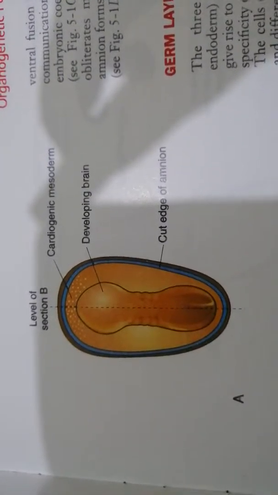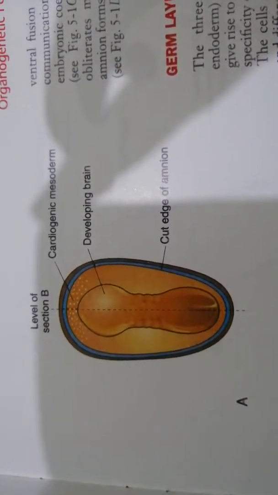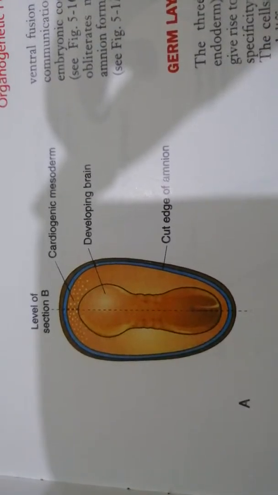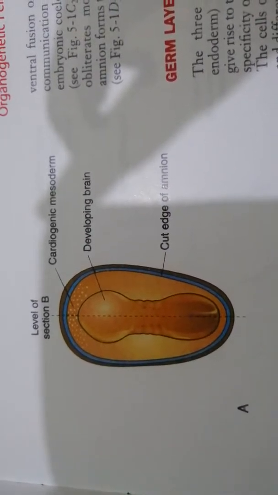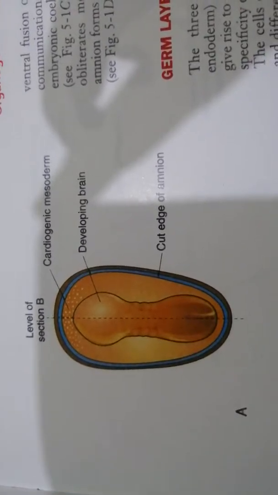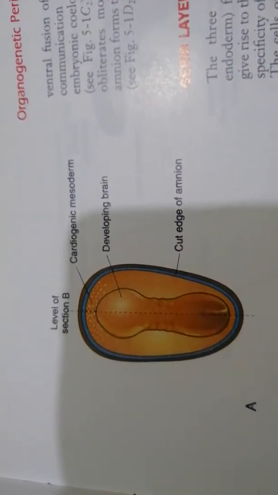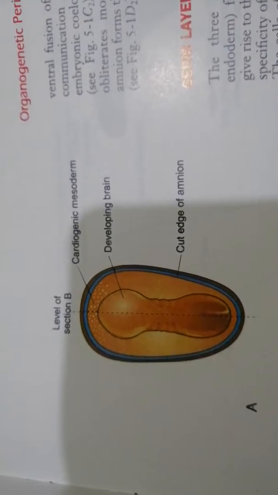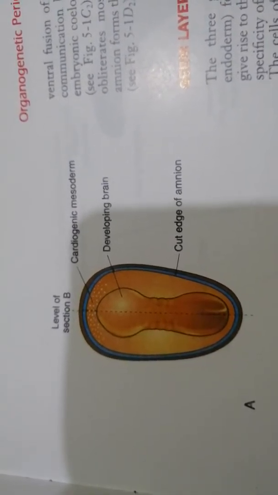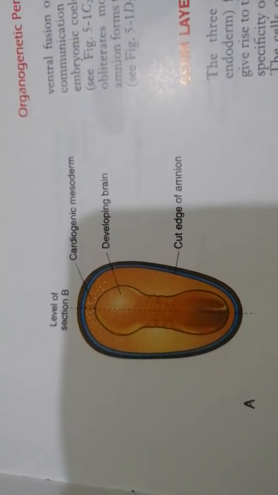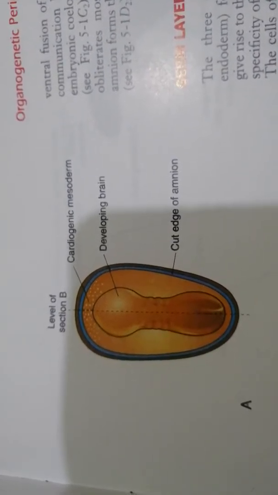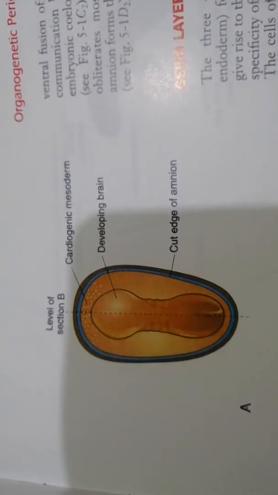Hello everyone, today we'll be talking about folding of the embryo. You can see this is a view of the embryo and we're basically looking at it from the dorsal aspect, which is why over here you can see the ectoderm, you can see the neural plate, you can see the developing brain, you can see the cardiogenic mesoderm, and you can see the cut edge of the amnion because the amnion is kind of covering it like this.